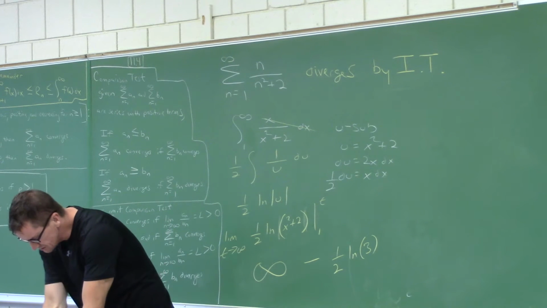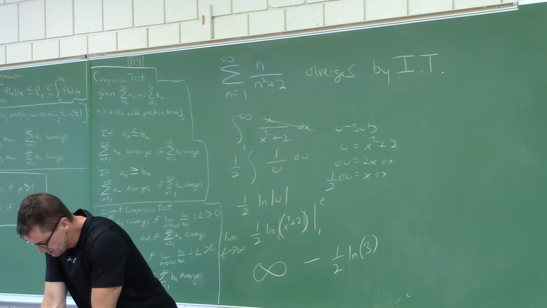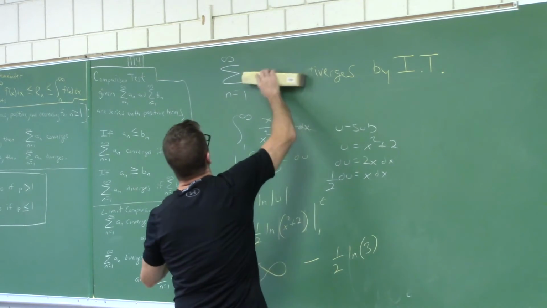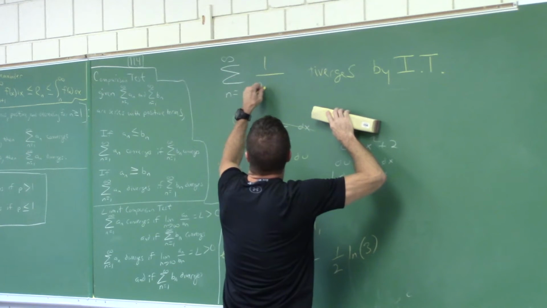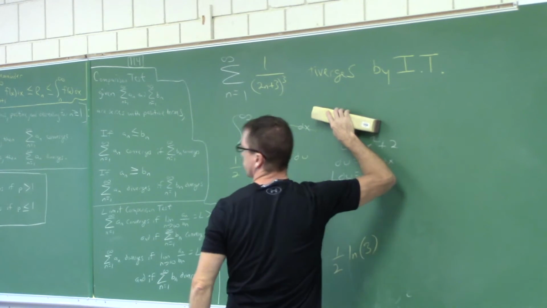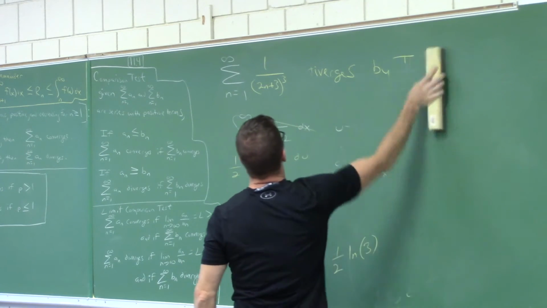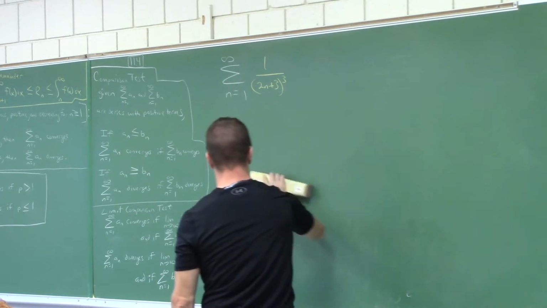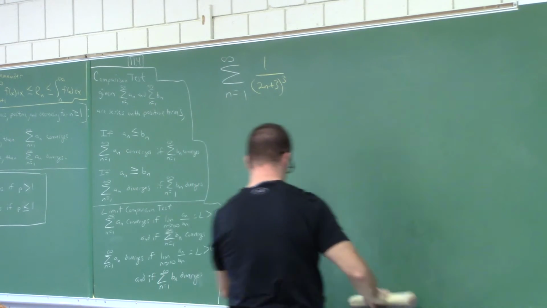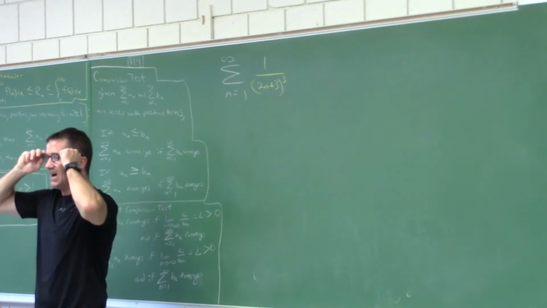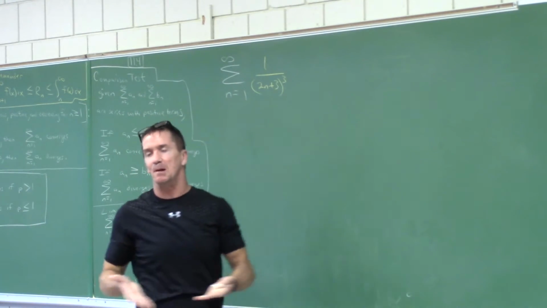How about 1 over 2n plus 3 cubed? How about that? This is the integral test. It's a rock and roll test because we already know about improper integrals.